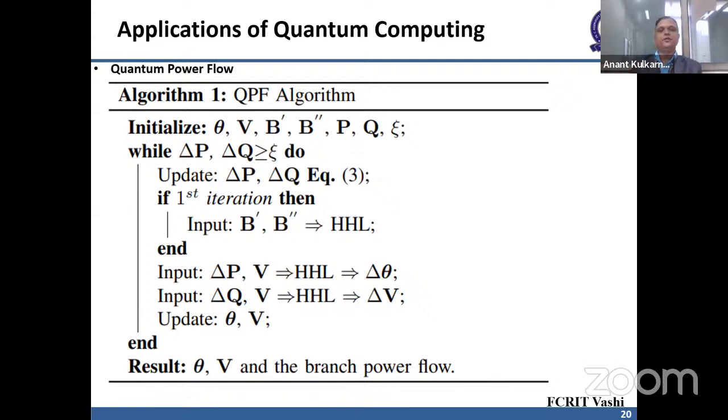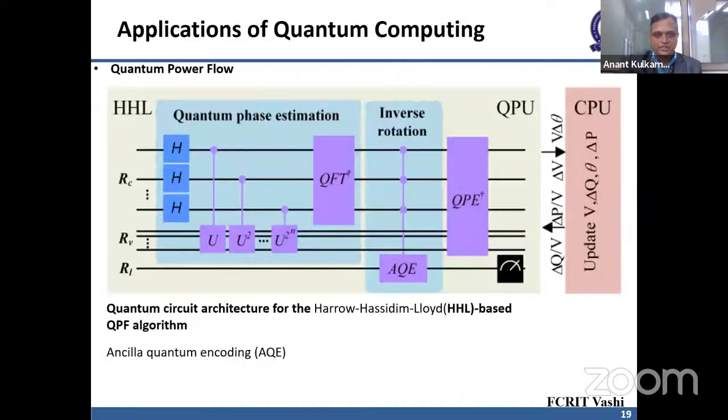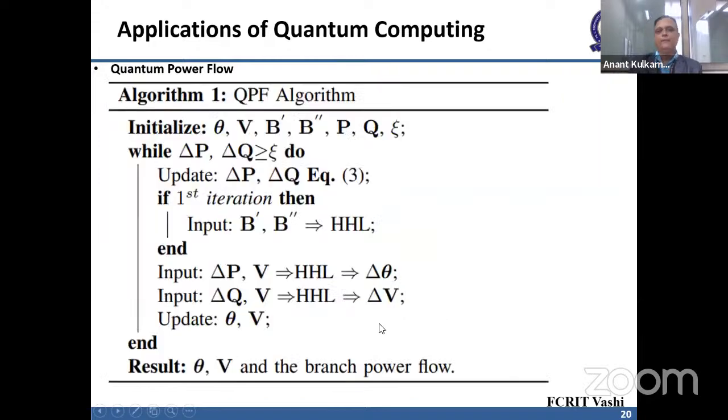In the first iteration, B dash and B double dash are given to the HHL. What is this HHL? It is the entire quantum circuit for the quantum power flow. Based on that, the inputs are W, change in voltage, change in power, and terminal voltage. So HHL will calculate the change in phase angle and change in voltage. Similar things we do in classical iterative algorithms also to carry out the power flow equations or power flow analysis. This way also, with the help of quantum computing's contribution, we will be able to calculate the power flow in an efficient way.